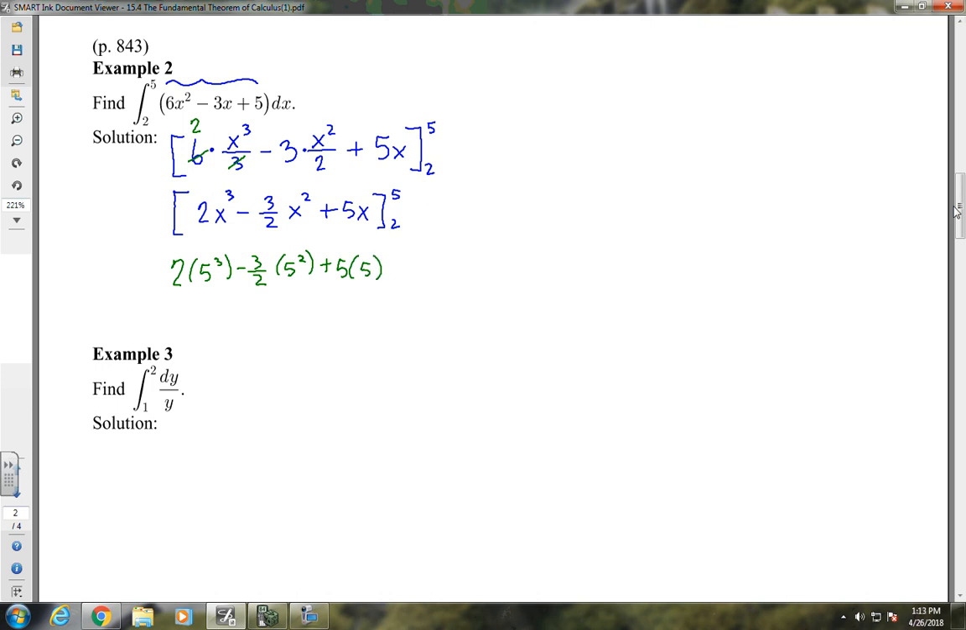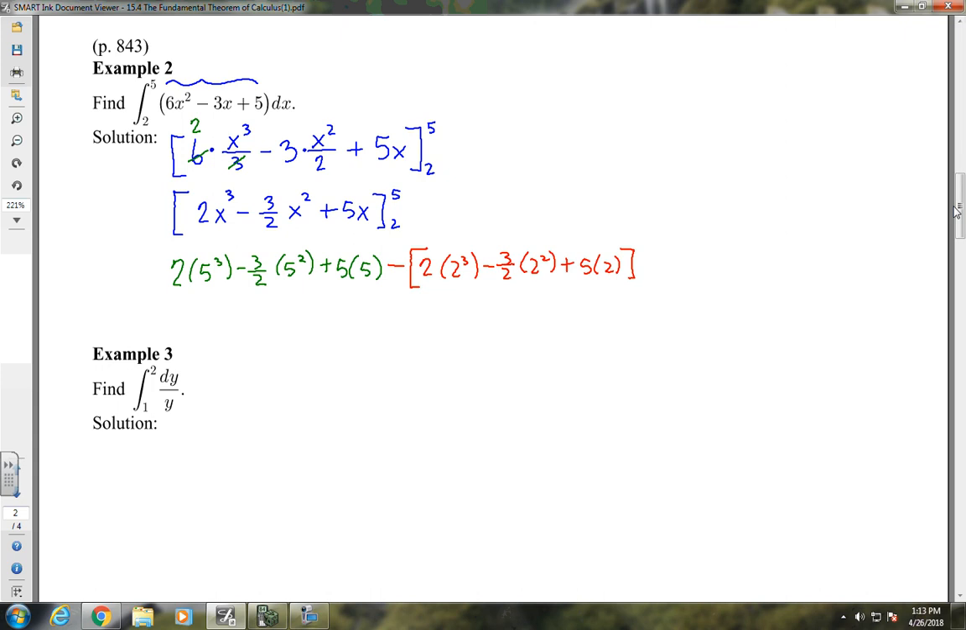Once I evaluate the upper limit of integration, then I'm going to plug in my lower limit of integration, which is 2, everywhere I see an x. Now you've got to be careful here because I'm going to be subtracting more than one term, so I need either parentheses or brackets here so I correctly distribute that negative. Now we're plugging 2 in for x. So we have 2 times 2 cubed minus 3 halves times 2 squared plus 5 times 2.